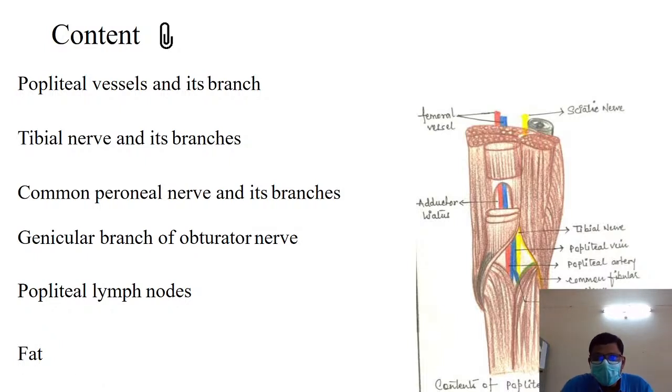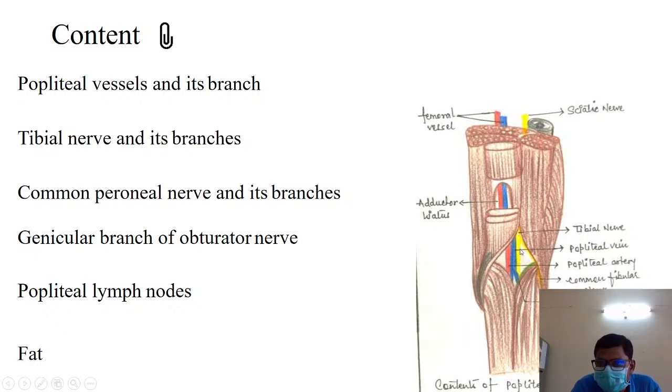Now coming to the contents of this popliteal fossa. The important contents are the popliteal vessels and their branches, the tibial nerve and its branches, the common peroneal nerve and its branches, the genicular branch of the obturator nerve, and of course the popliteal lymph nodes.